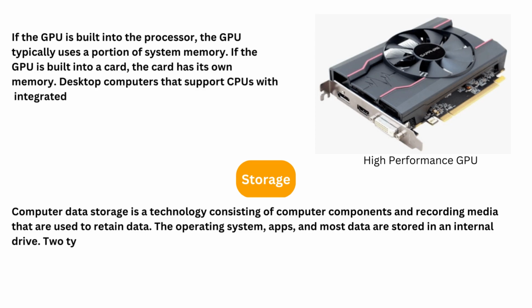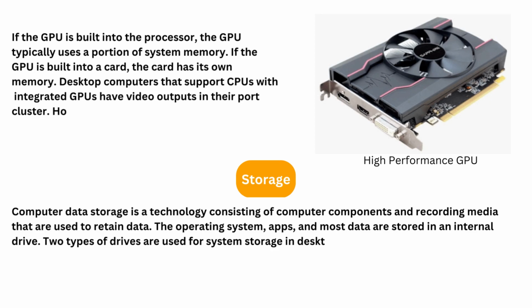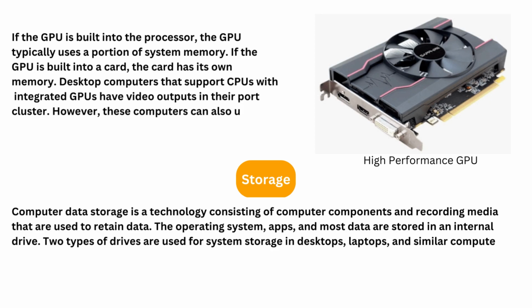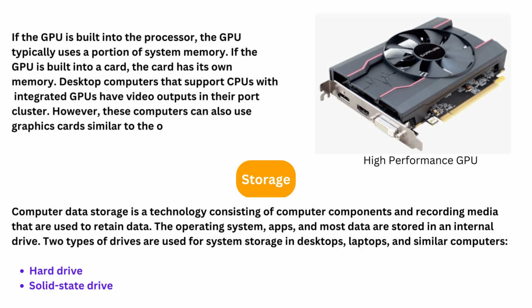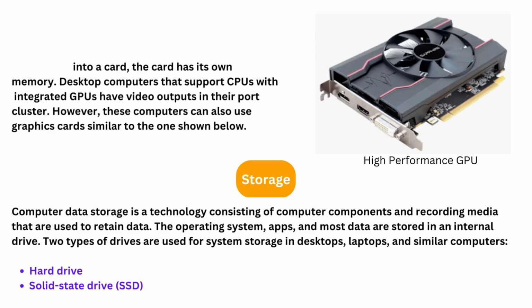Storage. Computer data storage is a technology consisting of computer components and recording media that are used to retain data. The operating system, apps, and most data are stored in an internal drive. 2 types of drives are used for system storage in desktops, laptops, and similar computers. Hard drive. Solid-state drive, SSD.